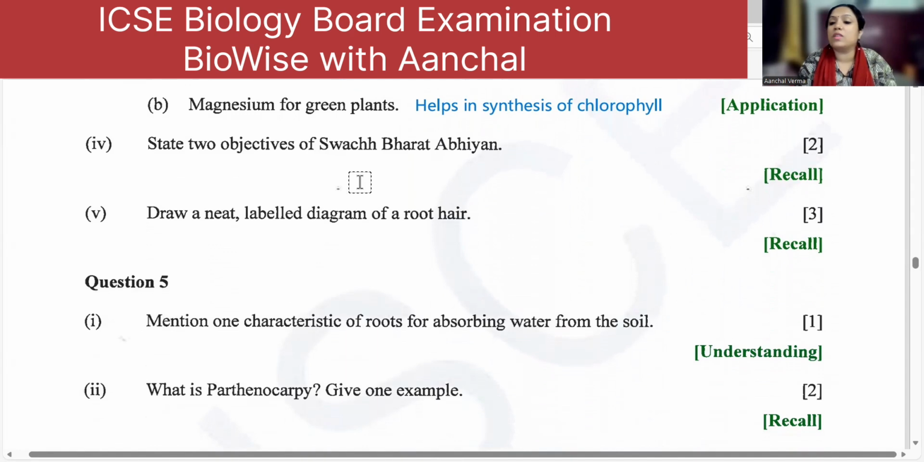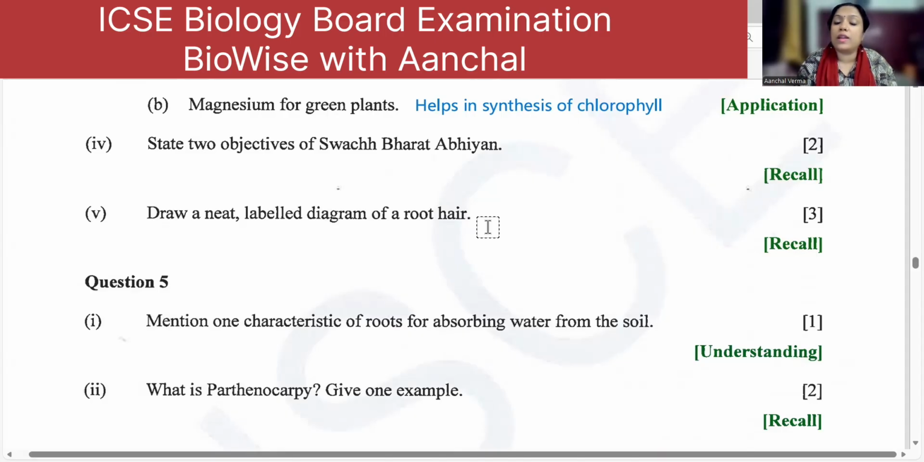So, the main objective was to have washrooms and latrines in all the rural areas so that open defecation can be totally avoided, and to keep the city clean by proper waste management. So any two objectives you could write.